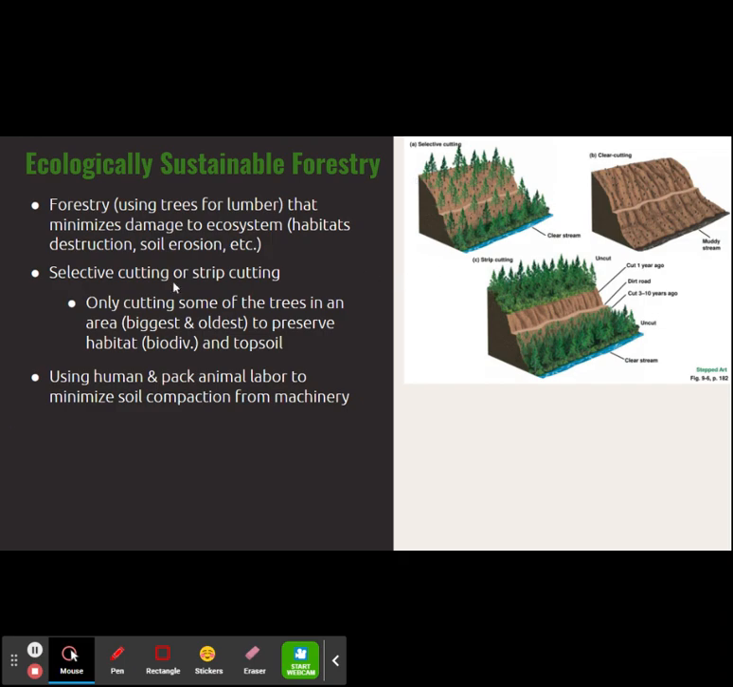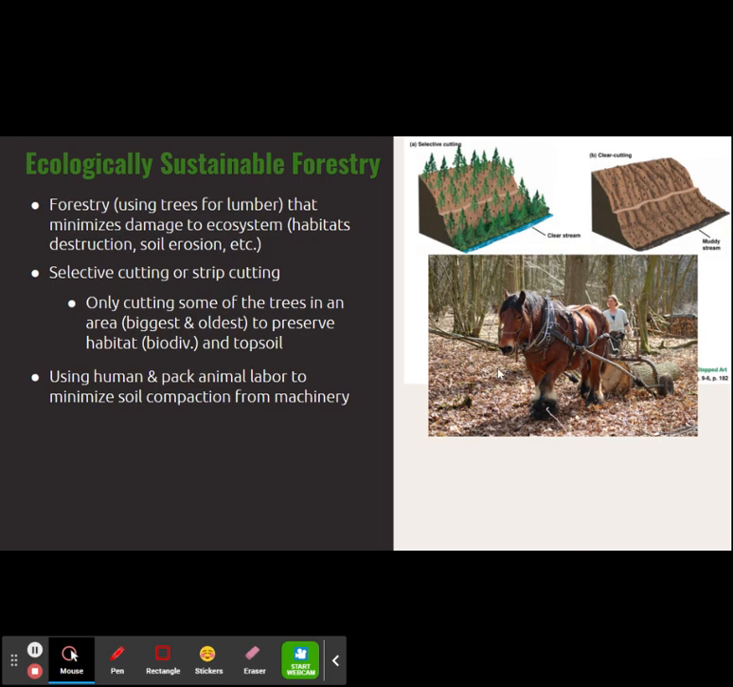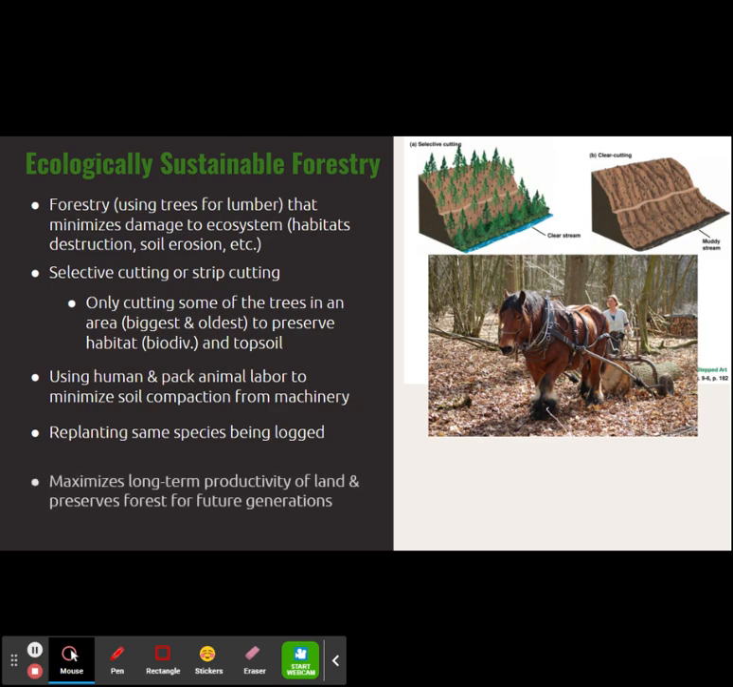and strip cutting is cutting a whole row. So we can use animal and pack animal labor to minimize soil compaction from machinery, so we don't have so much runoff and mudslides. This is better overall for the soil. And replanting the same species being logged, so making sure that whatever we're cutting down, we're growing again. This is going to maximize long-term productivity of land and preserve forests for future generations.